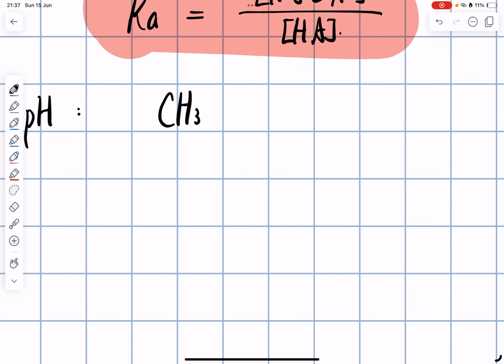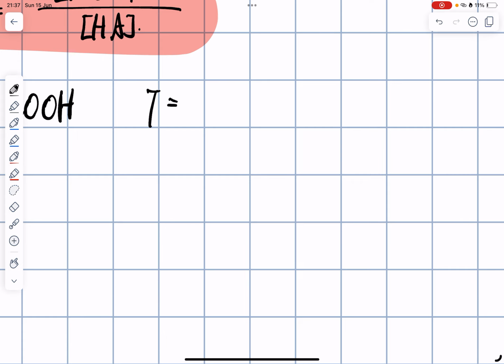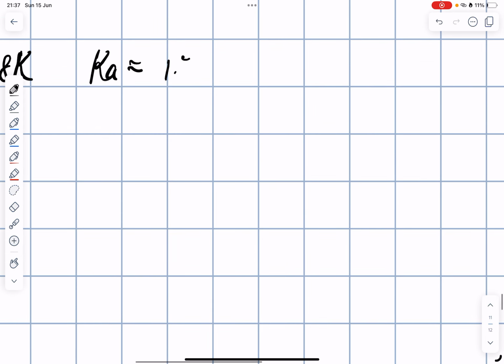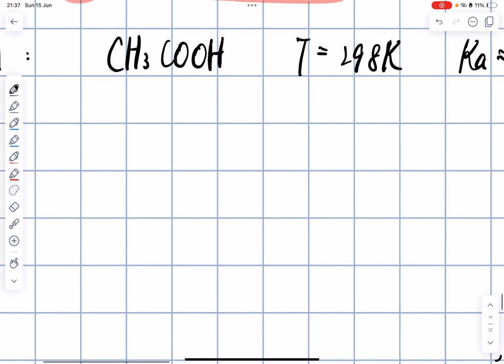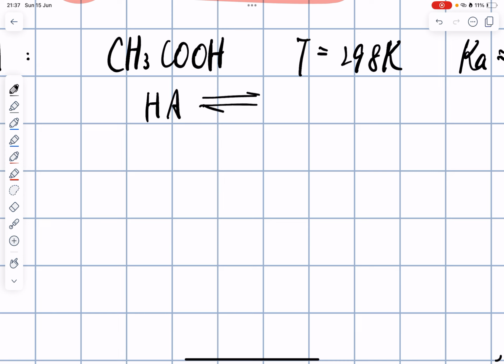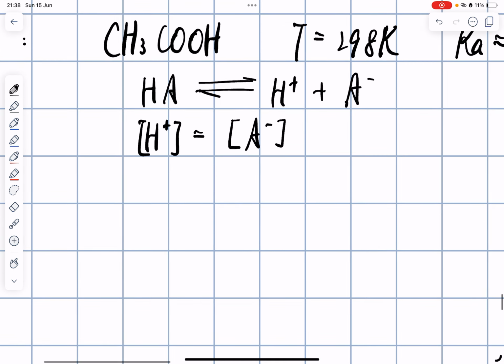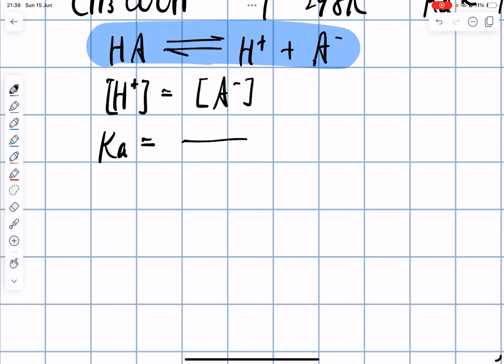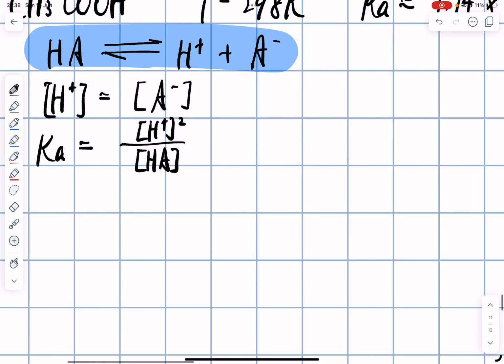For example, for ethanoic acid at T equals 298 kelvins, Ka is approximately 1.74 times 10 to the power of minus 5 mole per decimeter cubic. So we can assume that H plus has the same concentration as A minus because of this equilibrium we stated before, which means Ka equals concentration of H plus squared over concentration of the weak acid.